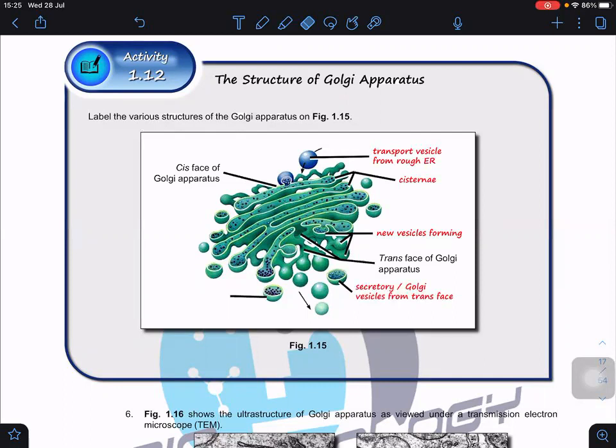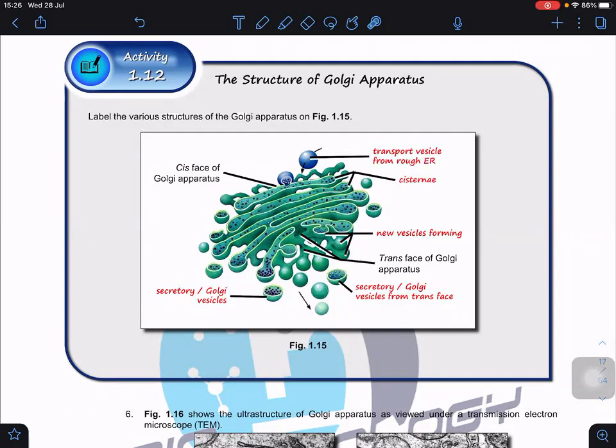Okay, secretory or Golgi vesicle from trans bud off, and the last one, secretory or Golgi vesicle. So if you put it as the bud off and this one as the Golgi vesicle, both are accepted. So how do we know it's cis face or trans? Basically, the cis face is the part that receives the vesicle. They receive the vesicle, so it buds off from the trans.